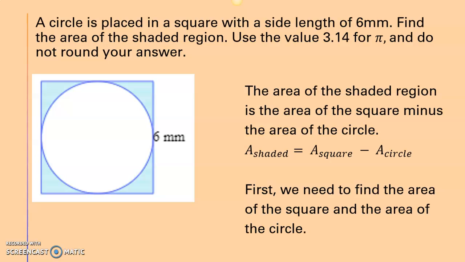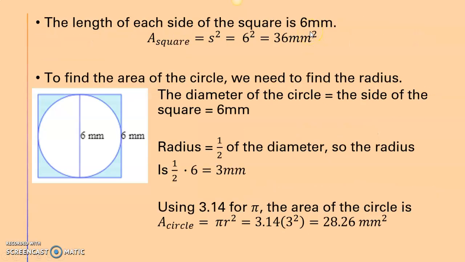is for the area of the shaded region, it's going to be the area of the square minus the area of the circle. So the first thing that we need to do is to find the area of the square. The formula for the area of a square is the side squared. In our instructions, it told us that the length of the side was 6 millimeters, so we need to square 6, which gives us 36 millimeters squared.